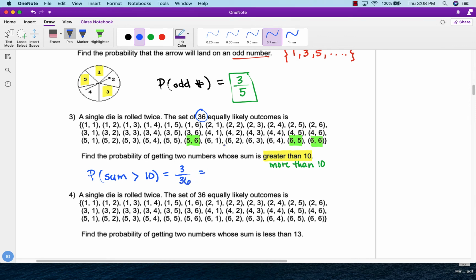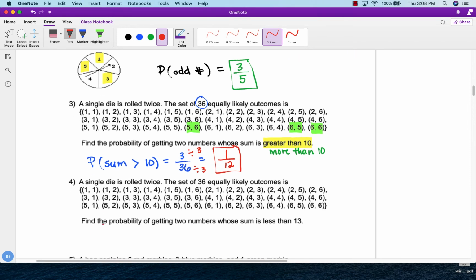Now, when we leave the answer as a fraction, we always want to make sure it's in the simplest form. So you always want to simplify if you can, which in this case, I can divide by 3 and by 3. And that's going to give me 1 over 12, and that's your final answer. Okay? All right, try the next one.